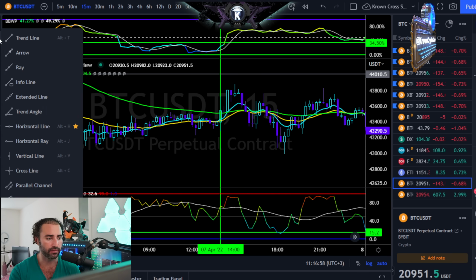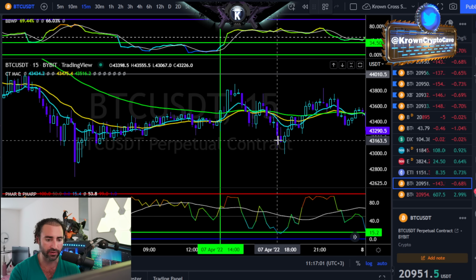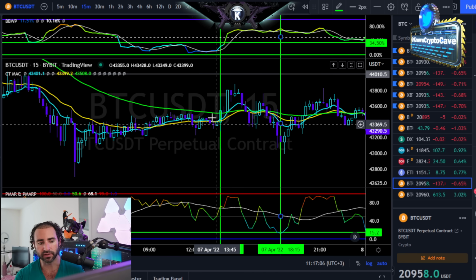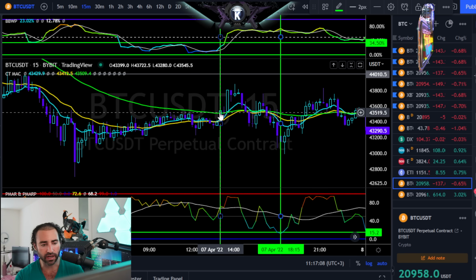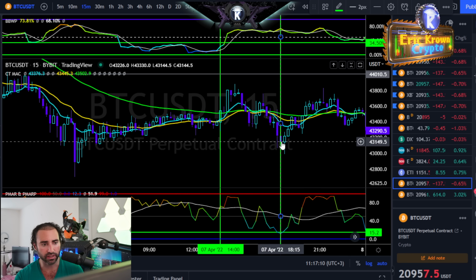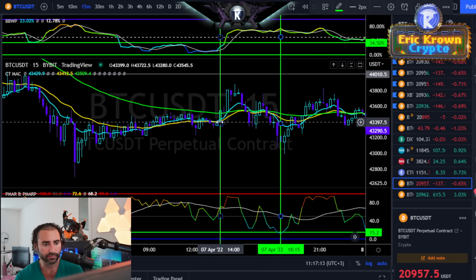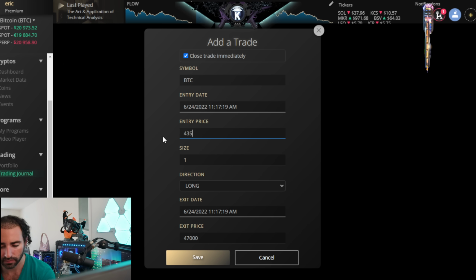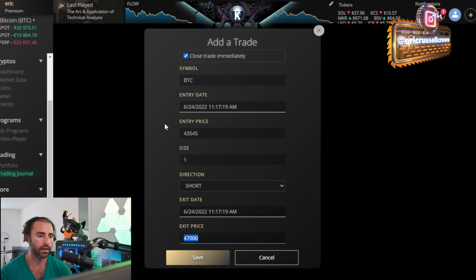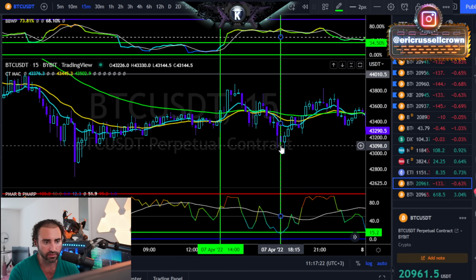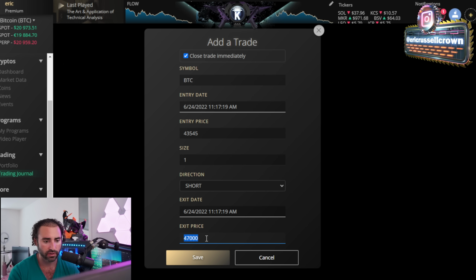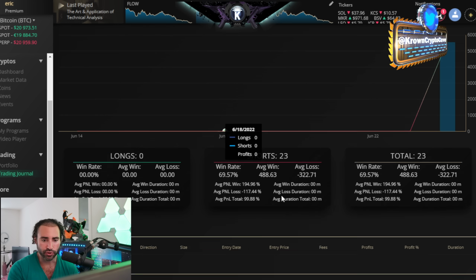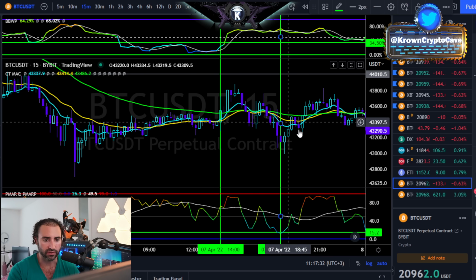I prefer to be more aggressive because I like my losses to be minimized. Again, this trade would have worked out anyways, but in general, you might get kicked out of some otherwise good trades. In this case, entry 43,509, exit 43,144. So let's put that one in. 43,545, let's put that in over here. And then over here, exit 43,144. Boom. It's a nice little $200 trade, I think. Good enough, man.